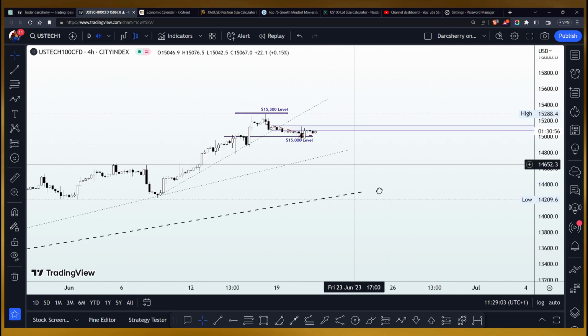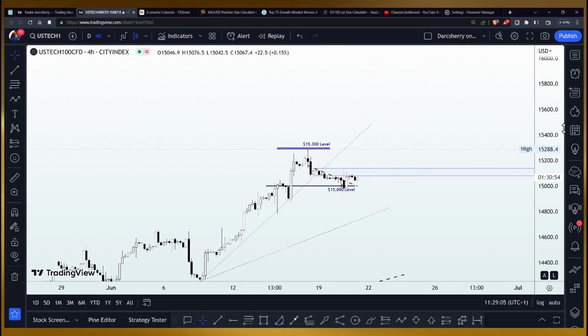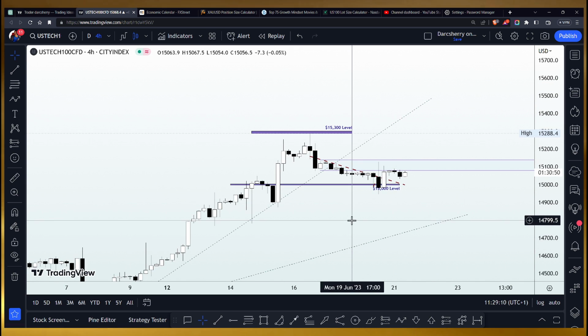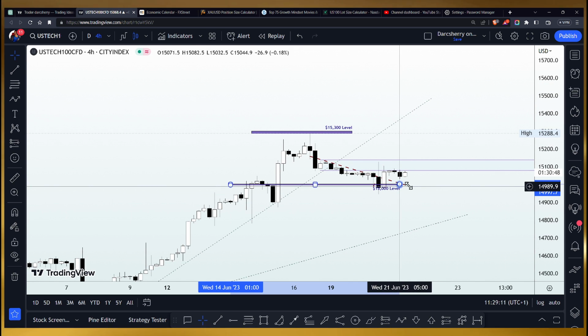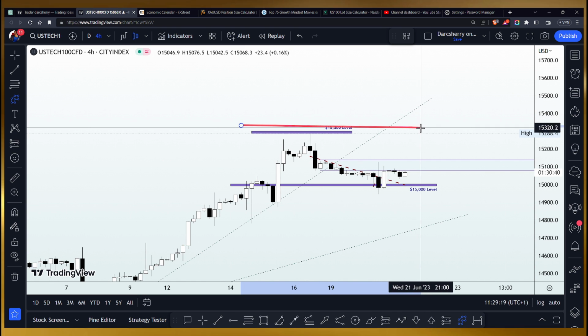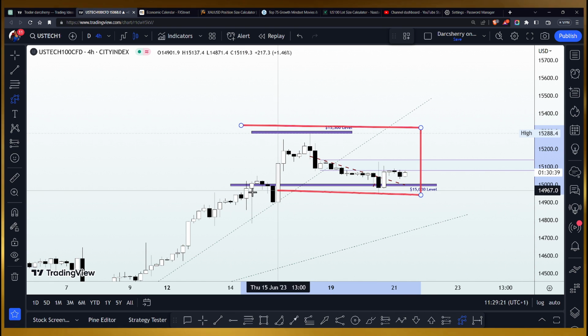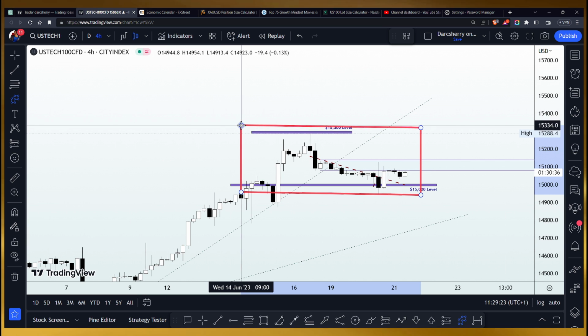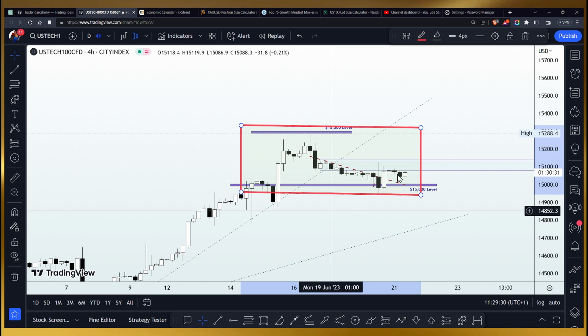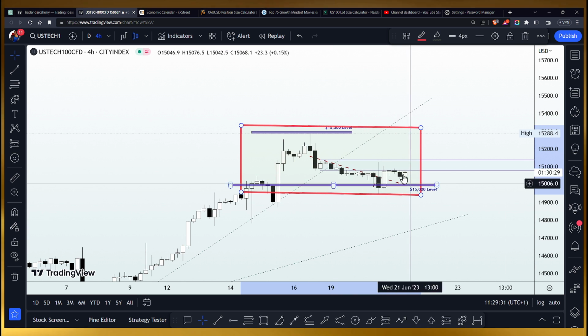Because right now, since the beginning of last week, we have seen a situation where price action has been trapped within a range. So let's mark these levels out. Between the 15,300 and the $15,000 mark, you will see price has been within that range since the midweek of last week. And going into this week, we can see what has been going on here.